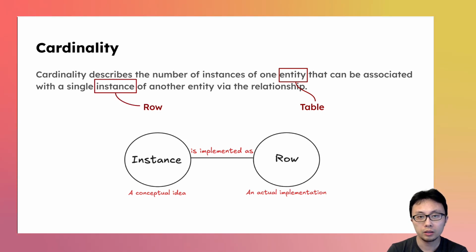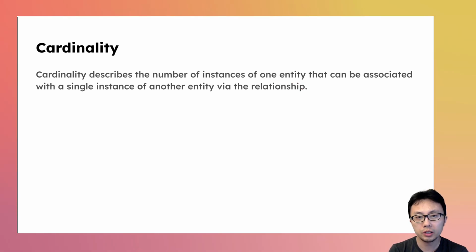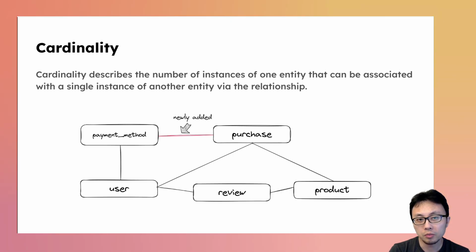An instance is essentially the same as a row. An instance is a conceptual idea. When being implemented, it will be a row in its corresponding table. To complete your ER diagram, you need to analyze the information you have collected from the requirement gathering phase, identify the cardinality of each relationship, and update the draft diagram accordingly. For example, without cardinalities, your ER diagram in its early stages may look like this.